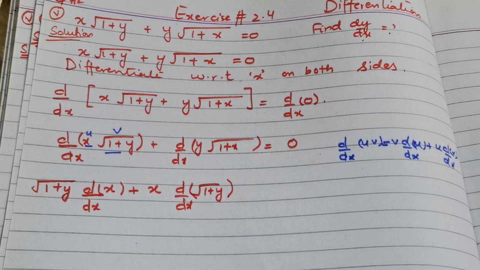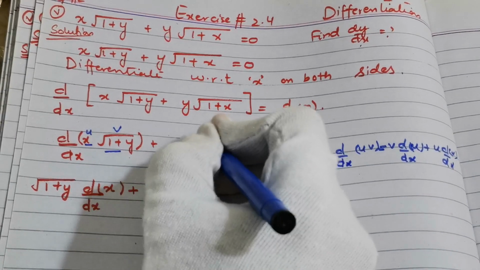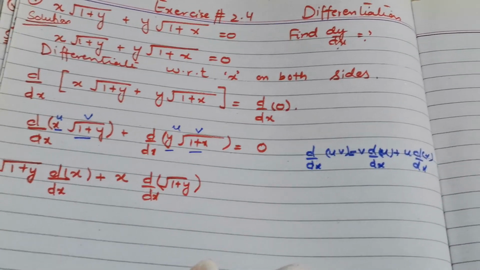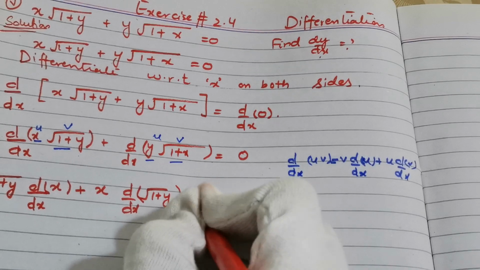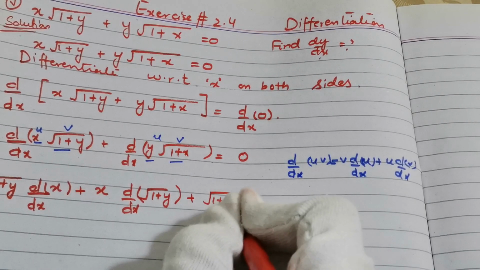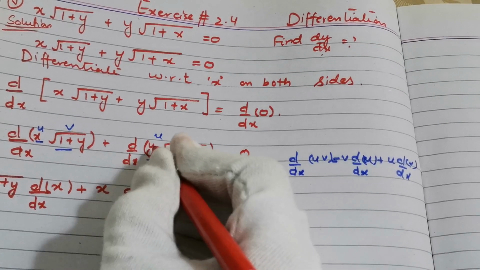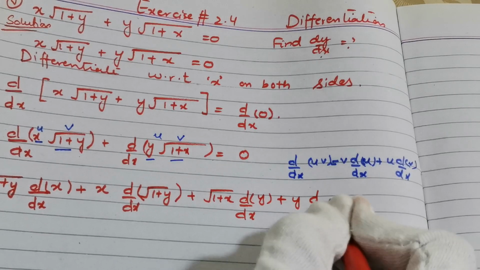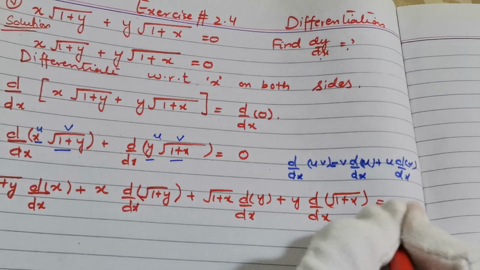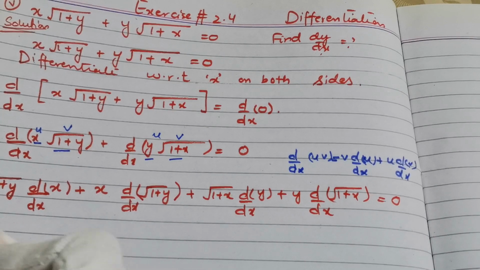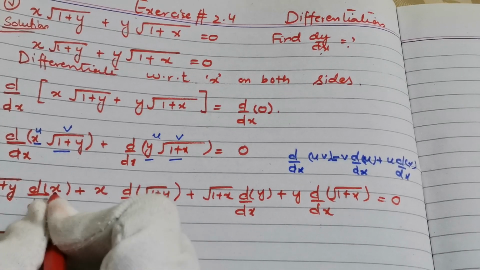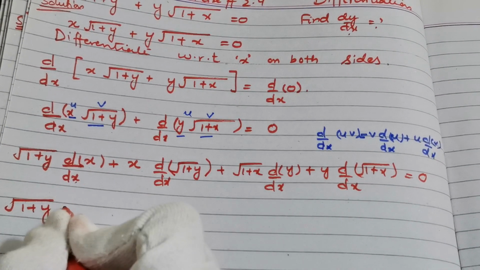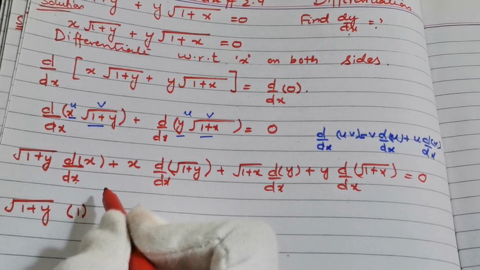Plus, similarly we can apply the u into v rule here. According to the u into v rule, v is under root 1 plus x, derivative of u is y, plus u is y, derivative of v is 1 plus x, equal to 0. Now under root 1 plus y as it is, derivative of x with respect to x is 1, plus x.